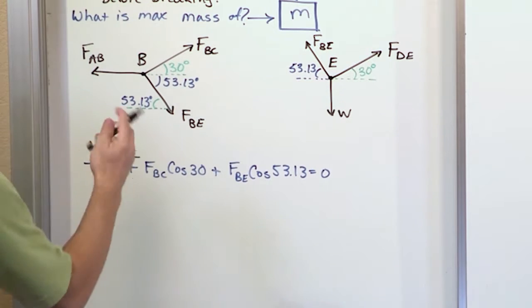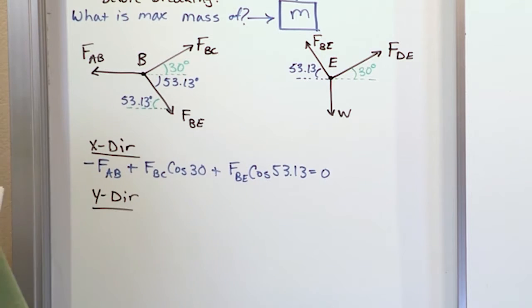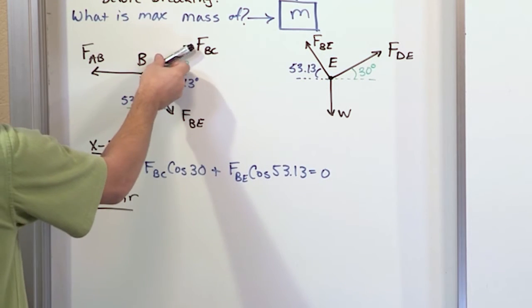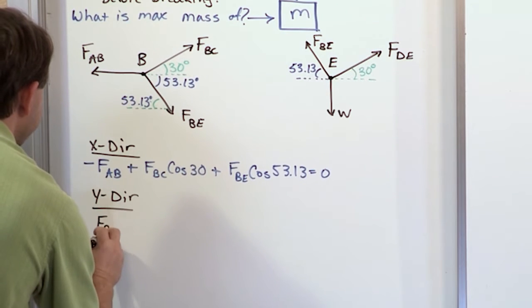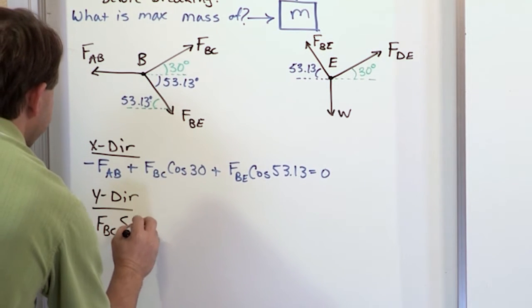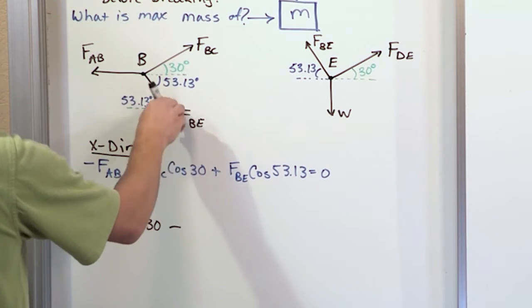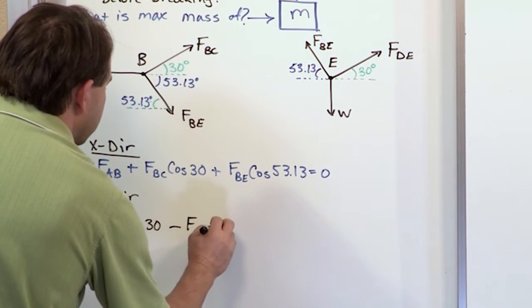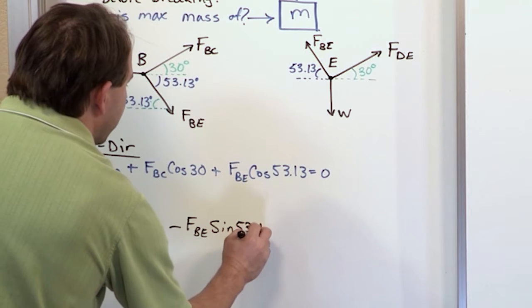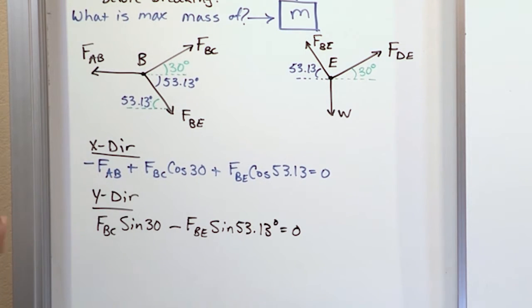All right, and then over here for the y direction on this guy, this one doesn't participate. This guy, the y direction pointed up is FBC sine 30. And then we subtract, because this is pointed down, FBE sine of 53.13 degrees, and that's equal to 0. Okay? Because these are the only guys acting in the vertical direction.